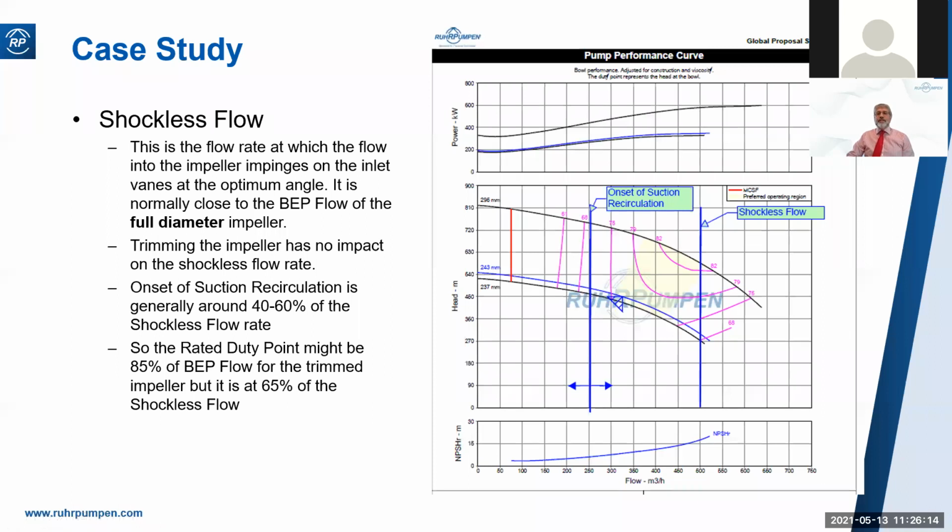I want you to understand the concept of shockless flow. This is the flow rate at which the flow into the impeller impinges on the inlet vanes at the optimum angle. It's normally close to the BEP flow of the full diameter impeller. Trimming the impeller has no impact on the shockless flow. It's a constant. And that's because trimming doesn't impact the flow into the impeller.